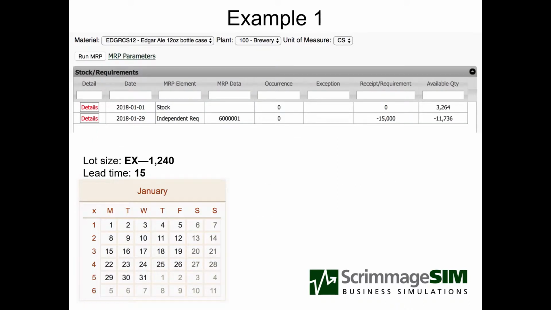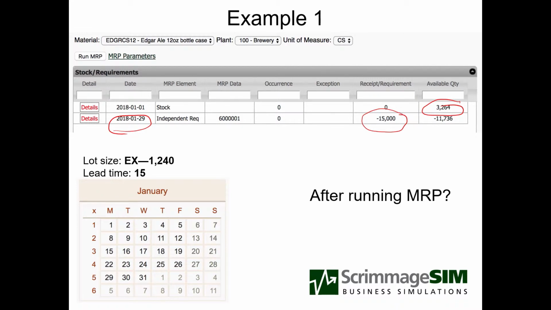Here's our beginning example. We have stock for Edgar Ale of 3,264 and an independent requirement for 15,000 cases on the 29th. That's far enough into the future that the lead time is sufficient. Again, MRP doesn't consider capacity, so this may or may not be feasible. But for this example, it will illustrate the MRP calculations.